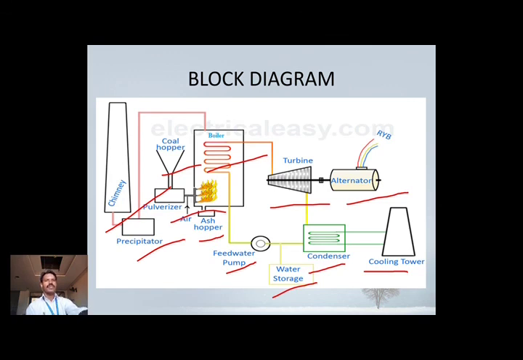In the boiler, with the help of the combustion process, the water is converted to steam. Superheated steam is nothing but heat energy. It goes to the turbine, where it is converted to mechanical energy, and it goes to the alternator, where it is converted to electrical energy. The condenser condenses the steam to water.